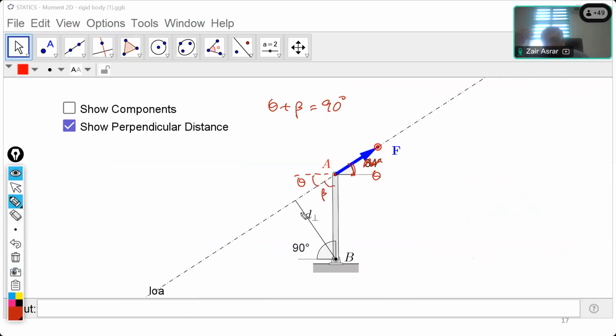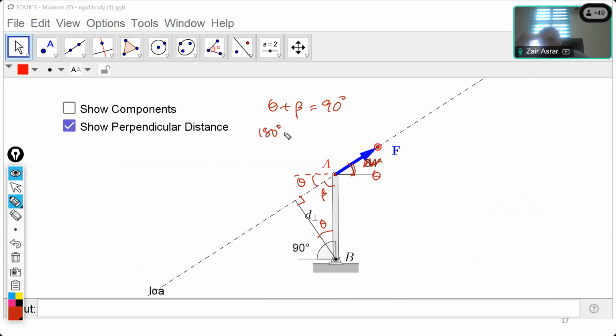And since we know this is a perpendicular distance, the angle here is 90 degrees. So if this is beta, this is 90 degrees, this angle must be theta. Why is that so? Because I know beta plus theta will be equal to 90 degrees. Why? Because here we have a triangle, and the angles within a triangle add up to 180 degrees.